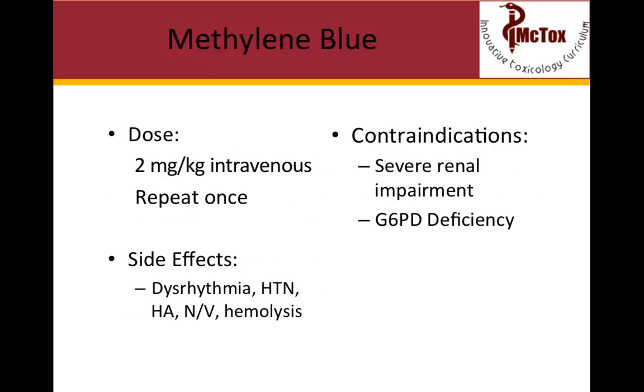In our last antidote, methylene blue has shown some benefit in cases of distributive shock, the similar picture that's caused by a calcium channel blocker overdose. It can be given as a 2 ml per kilo IV bolus, which can then be repeated once if needed. It's important to remember that it's contraindicated in patients with renal failure and G6PD deficiency and has some serious side effects, including dysrhythmias, hypertension, headache, and hemolysis.